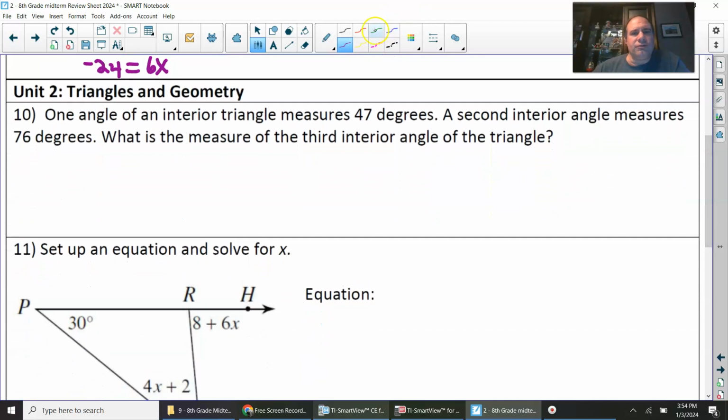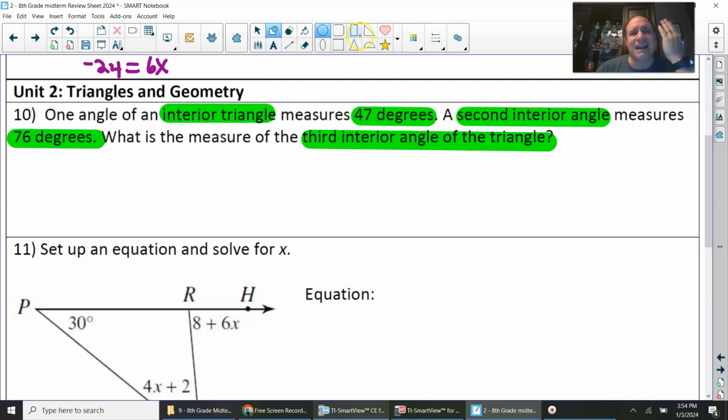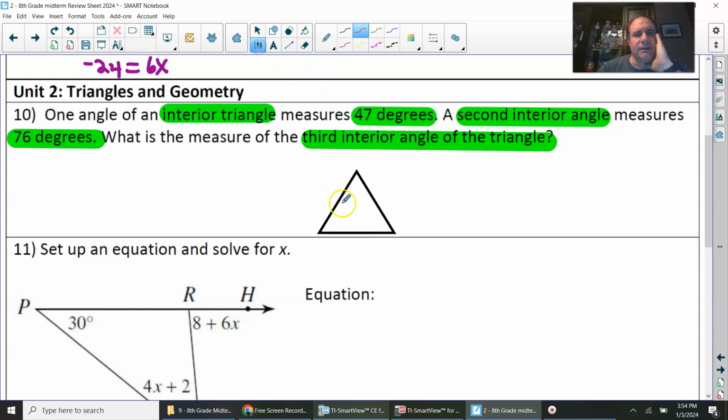All right, so Unit 2, angles, triangles, and geometry. One interior angle of a triangle measures 47 degrees. The second interior angle measures 76 degrees. What's the measure of the third interior angle? Without a triangle, it might be a little bit difficult, but it's really not that bad. So I'm just going to put a triangle here, like that, and I'll put 47 degrees right here, and I'll put 76 degrees right here, and they want to know what this angle is.